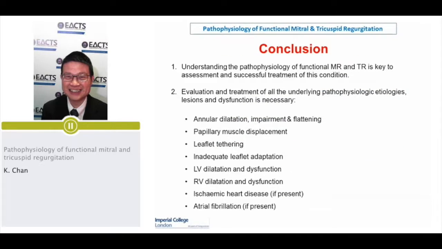So I'd like to conclude by saying that understanding the pathophysiology of functional MR and TR is key to the assessment of this condition and to successful treatment of this condition. The evaluation and treatment of all the underlying pathophysiologic etiologies, lesions, and dysfunction is necessary: annular dilatation, impairment and flattening, papillary muscle displacement, leaflet tethering, inadequate leaflet adaptation, LV dilatation and dysfunction, RV dilatation and dysfunction, and of course, correction of the underlying etiology, ischemic heart disease if present, atrial fibrillation if present.